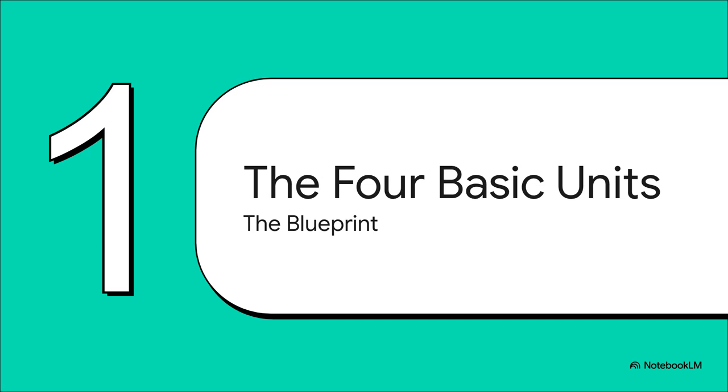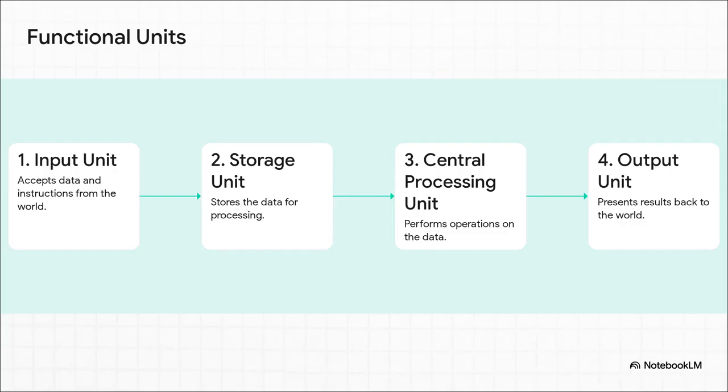And here's the secret. It doesn't matter if it's a tiny chip in your watch or a server farm filling a warehouse, every digital computer is built around just four basic functional units. This is the universal blueprint. Once you get these four parts, you fundamentally get how computers work. So here they are, the big four.